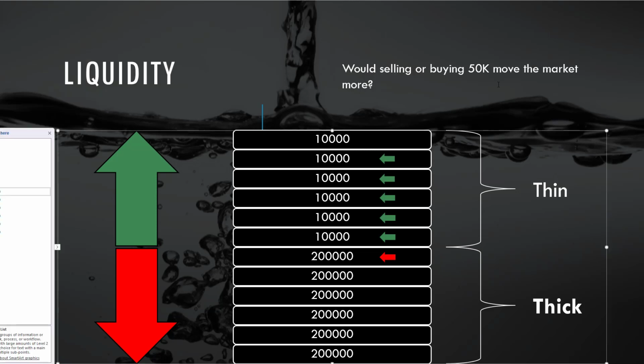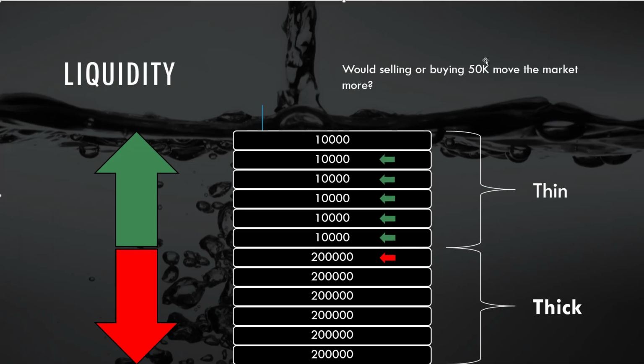On the other hand, if someone comes in looking to buy with their 50,000 units, and they buy at market, we have these sell orders here. What's going to happen? We're going to consume this one, this one, this one, this one, and this one. So price is actually going to move up 5 pips before my order is filled. This is also known as slippage.